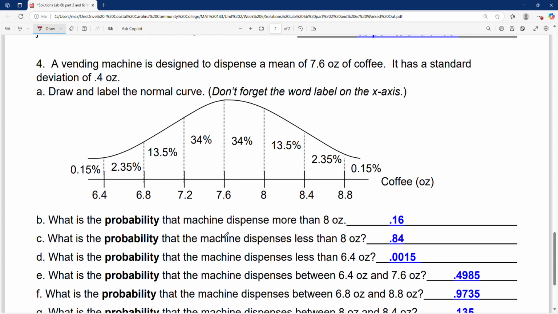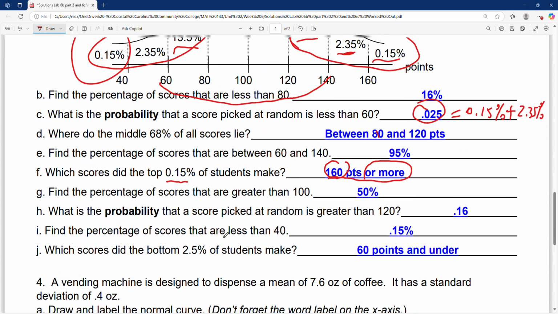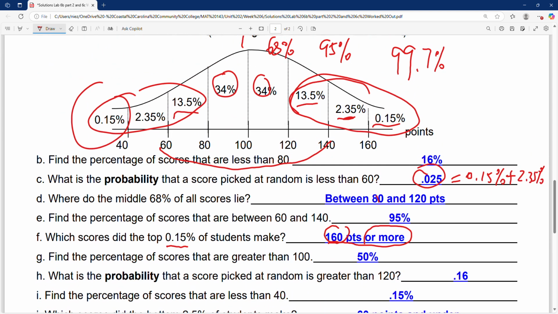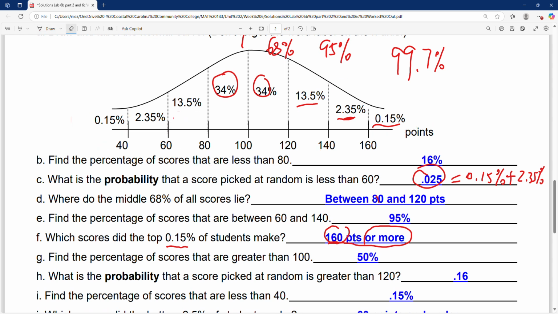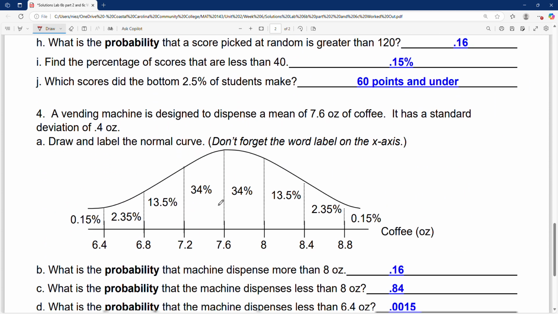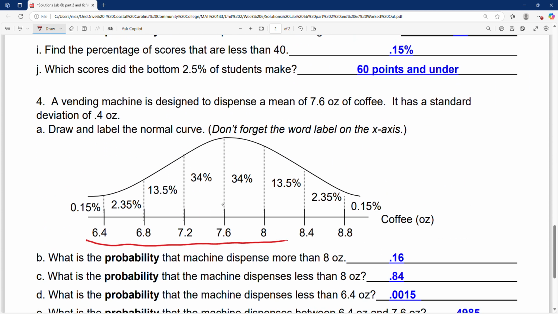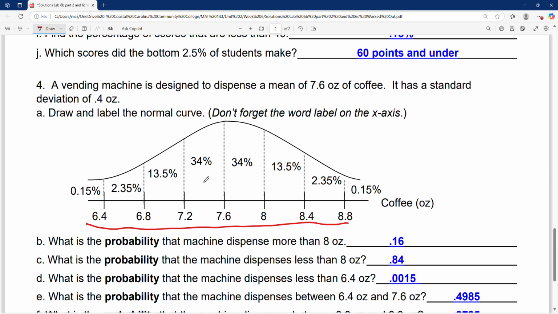Okay, let's see number 4. You draw a graph that is similar. The shape of the graph is the same. You just change the labels, as the horizontal line is different. The labels here, the ounces, are different. But the percentage under the curve is the same.